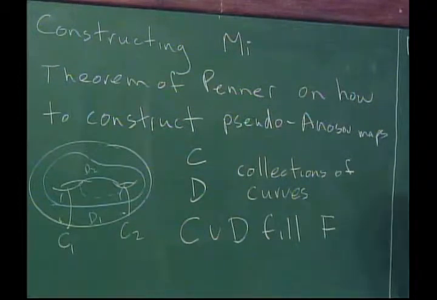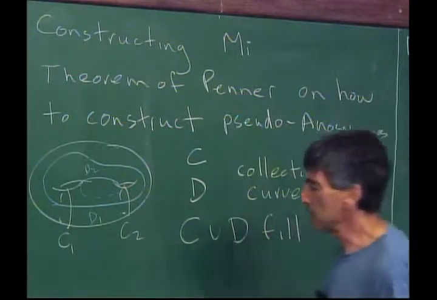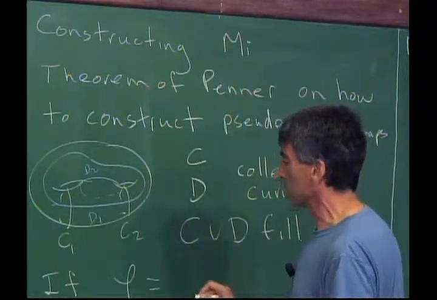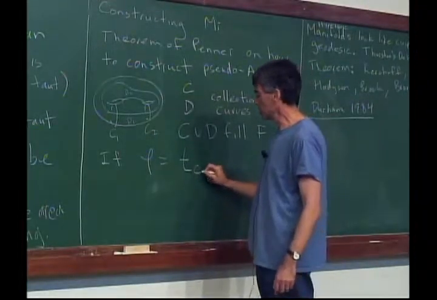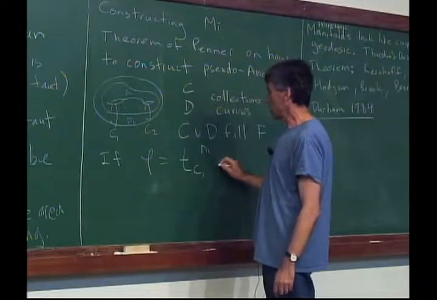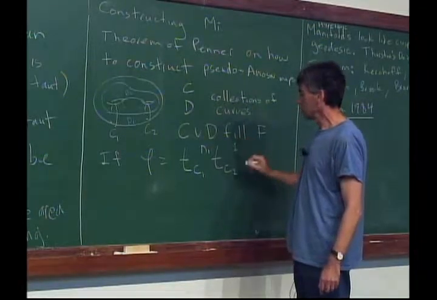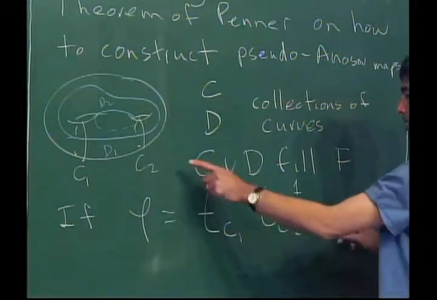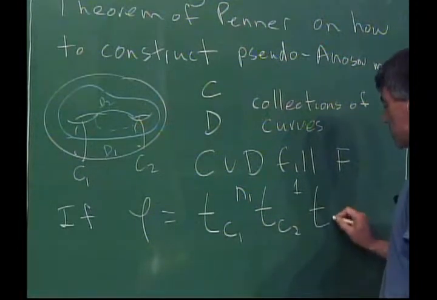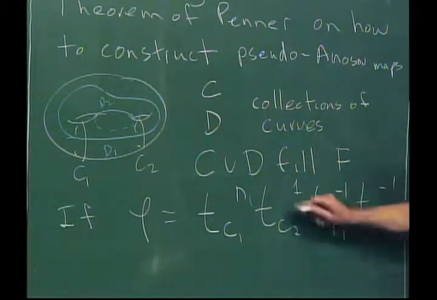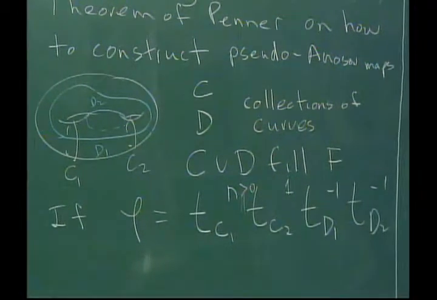So if you have a collection of curves of this type, then if you take phi to be a product of Dehn twists along these curves, where you take positive Dehn twists for each of the curves in C, and negative Dehn twists for each of the curves in D, and you can take any positive powers, and I'll just actually take them in any order as well, then you'll get a map that's pseudo-Anosov.